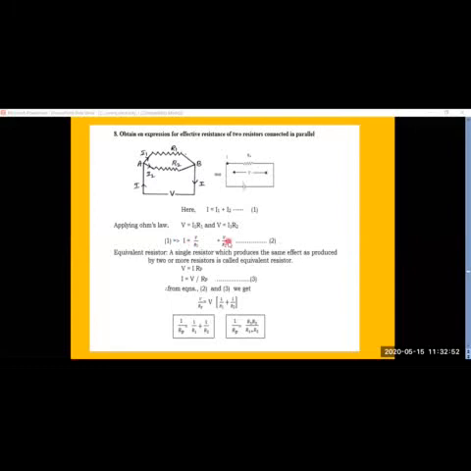What is common here? You can see V is going to be common. So when V is common, we'll remove V and you can write I equals V times 1 by R1 plus 1 by R2.